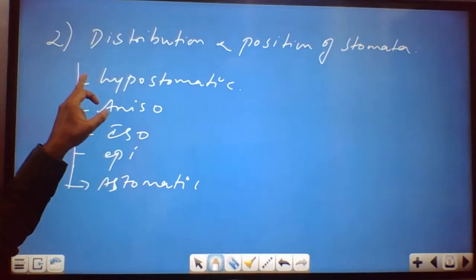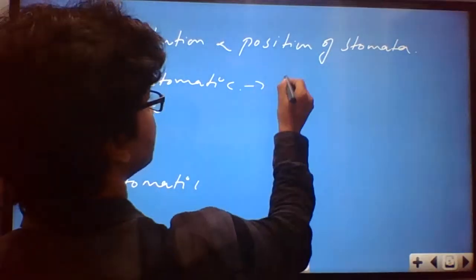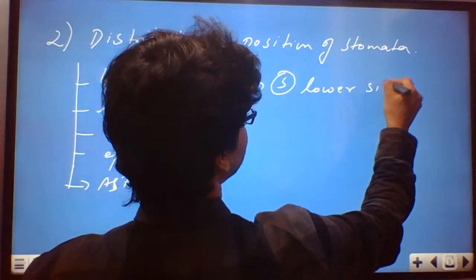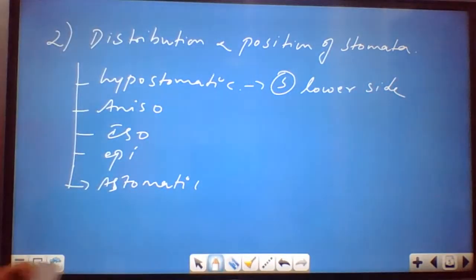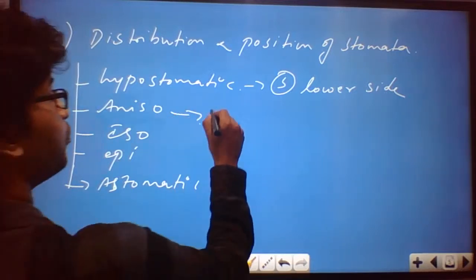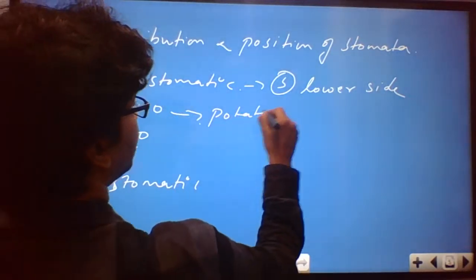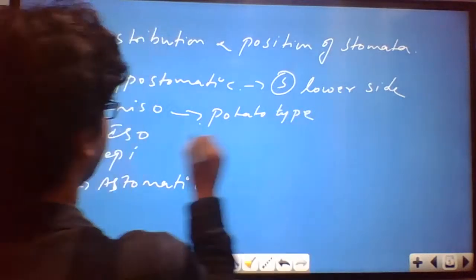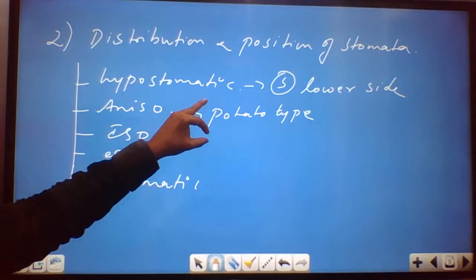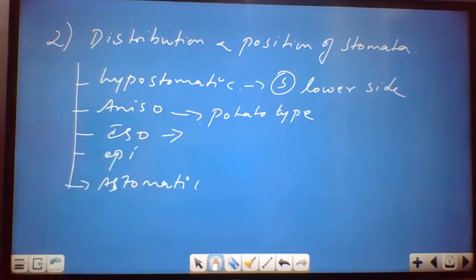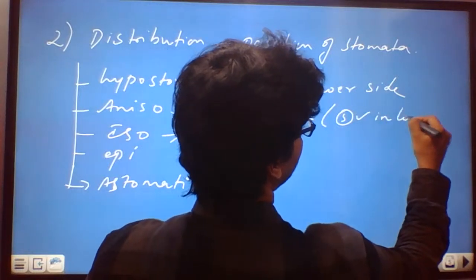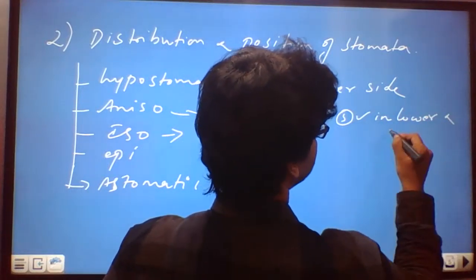Hypostomatic, where you could see stomata present on the lower side of the leaf. This we call hypostomatic. Then what is anisostomatic? This we call the potato type of stomata. Mostly you could see it in potato, right? You could see stomata in both the lower and upper surface.